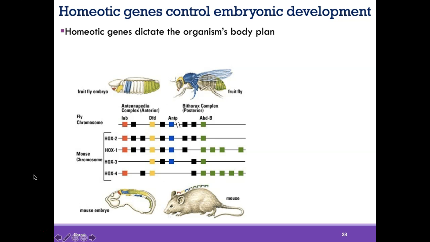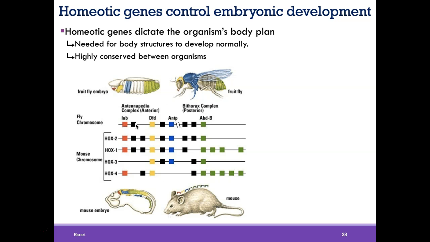There's a certain group of genes called homeotic genes that control embryonic development. And these genes dictate the organism's body plan. It's really interesting because these are conserved among all organisms, from fruit fly to a mouse to a human. On a fly chromosome, there is a linear arrangement of different genes that specify where certain structures should be placed in the body. And interestingly, in mice, there is a great overlap. There is homology between these genes that dictate the mouse body plan.